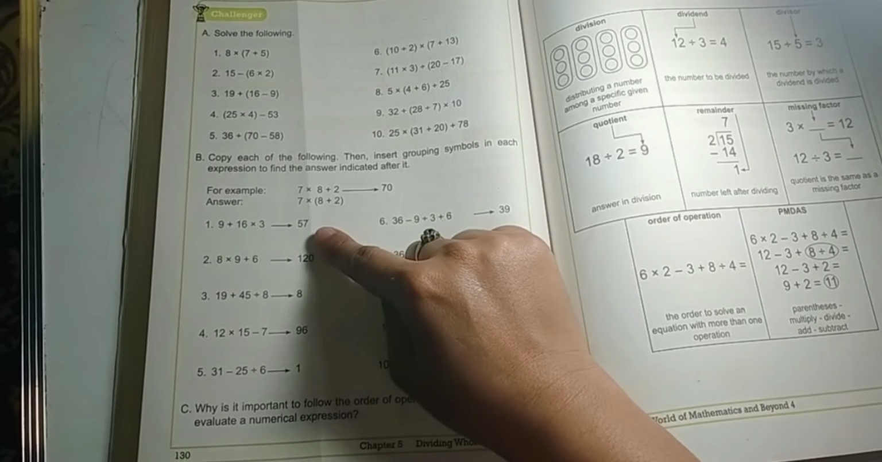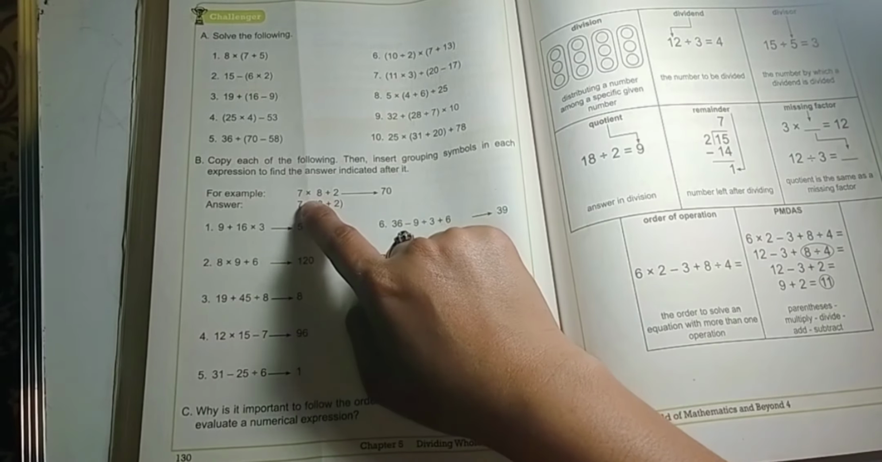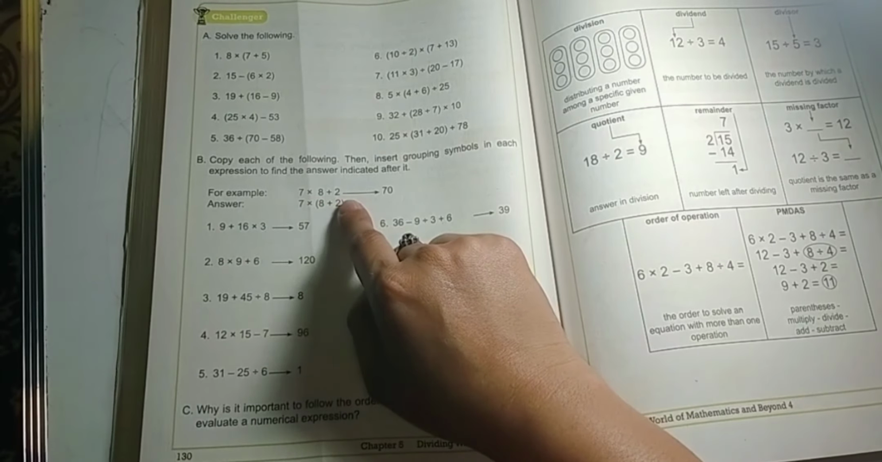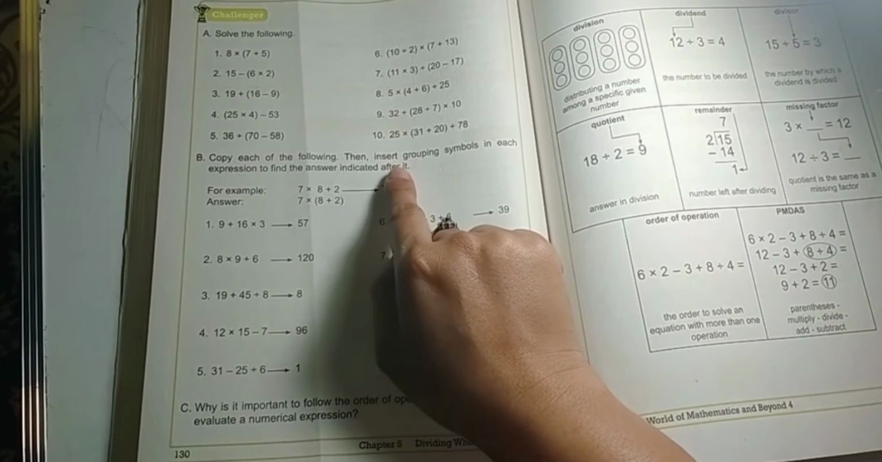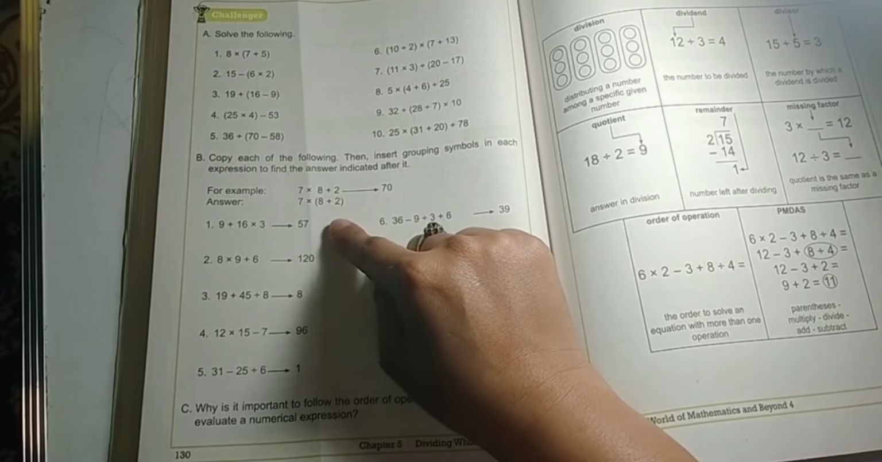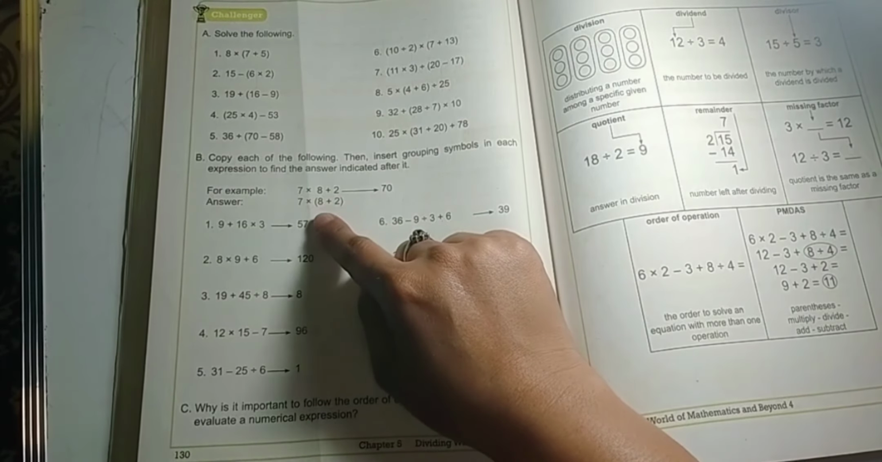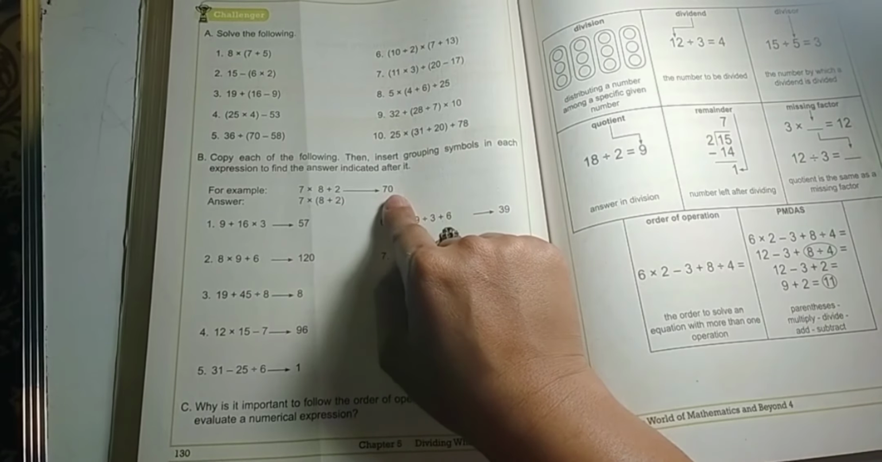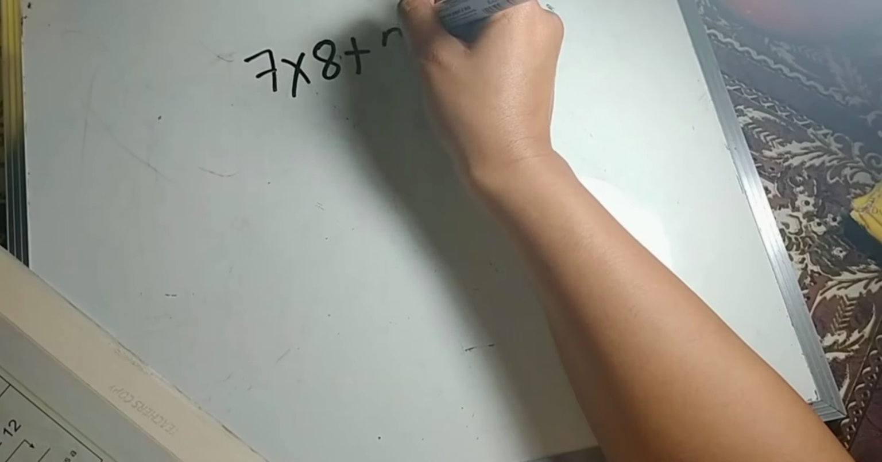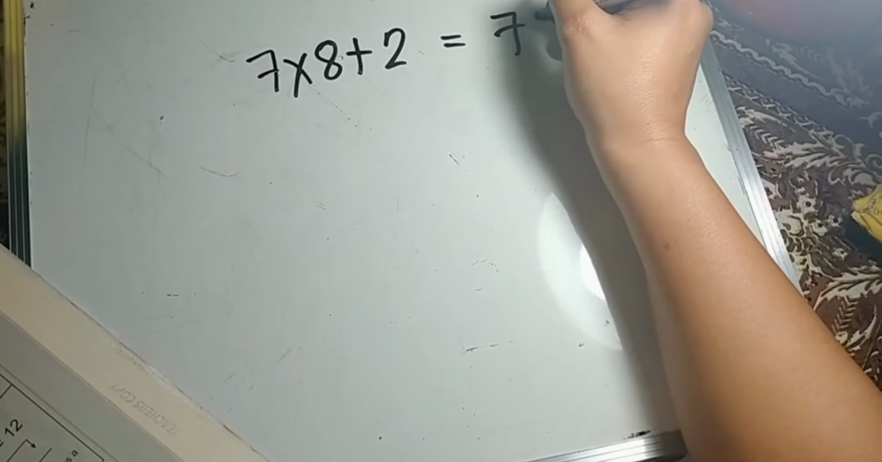Paano pong gagawin natin dyan? For example po, 7 times 8 plus 2 is equal to 70. So, you have to insert a grouping symbols, yung parenthesis po, open and close parenthesis, saan po ba nararapat dyan para mag-equivalent siya ng 70. Example po, yung number 1. Or yung example mismo, see, 7 times 8 plus 2, equivalent daw siya sa 70.